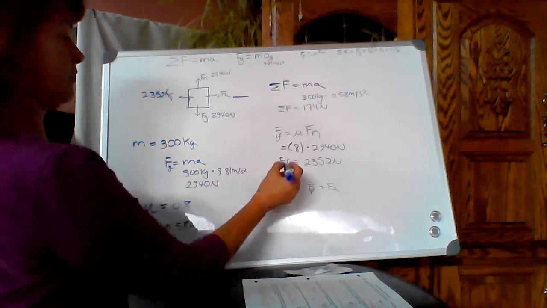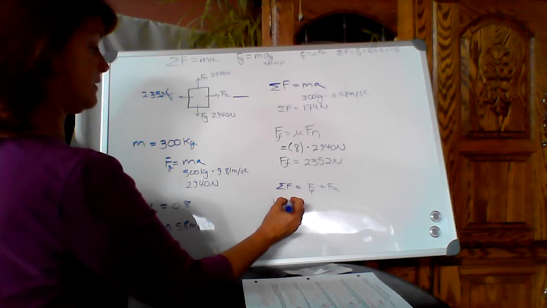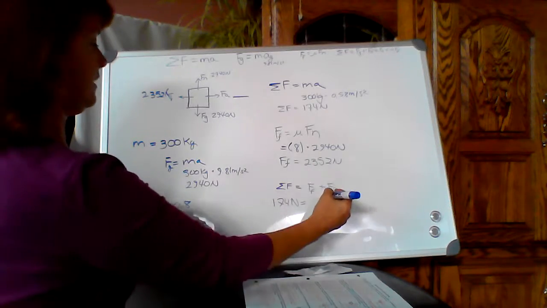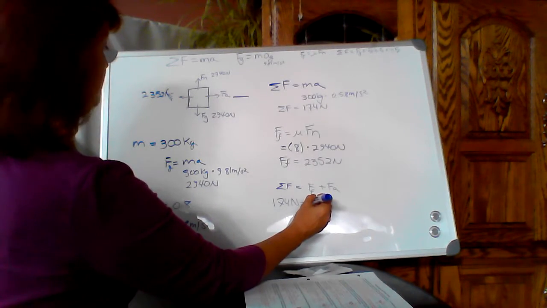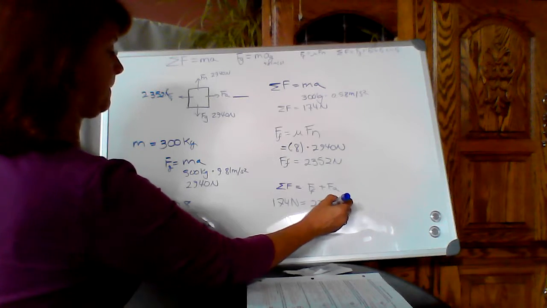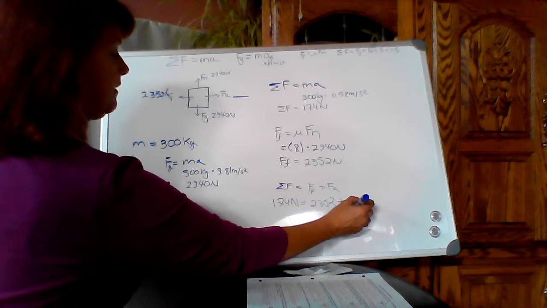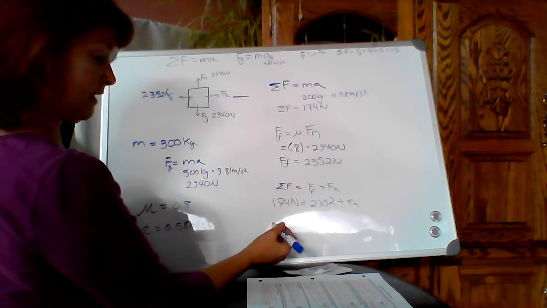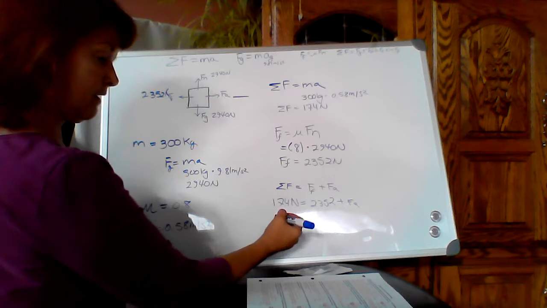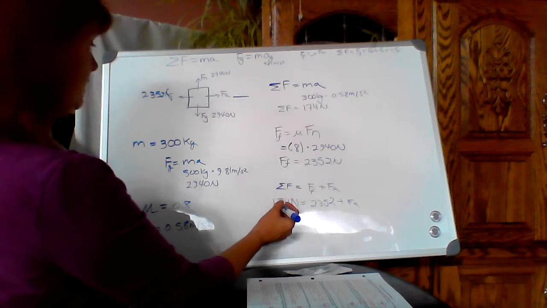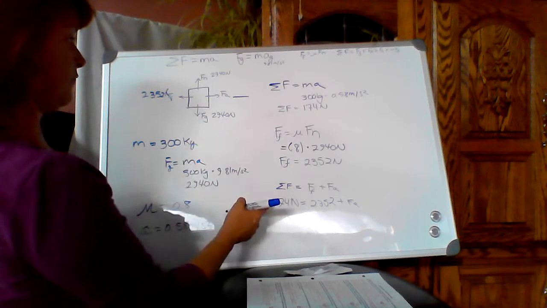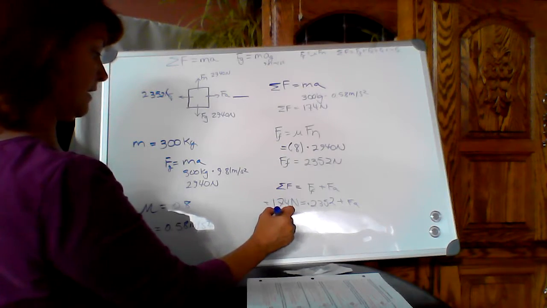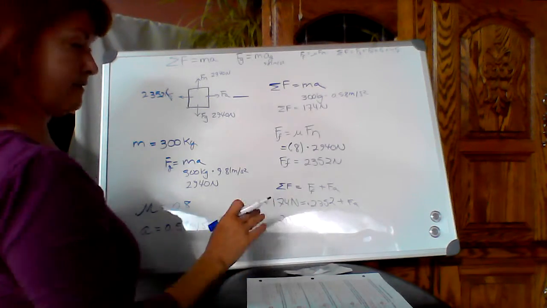So we can substitute in our numbers for the force. The sum of the forces we know is going to be 174, and we know that the force of friction was 2352, and we're looking for the applied force. So once we move that over, and we say that the sum of the forces is that, we add this to that and we get something.